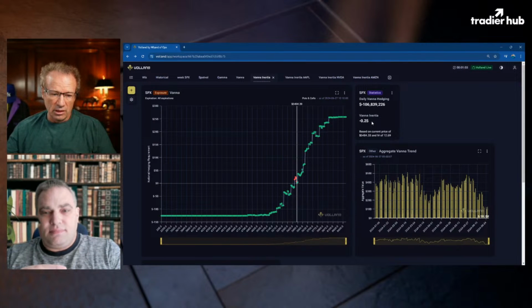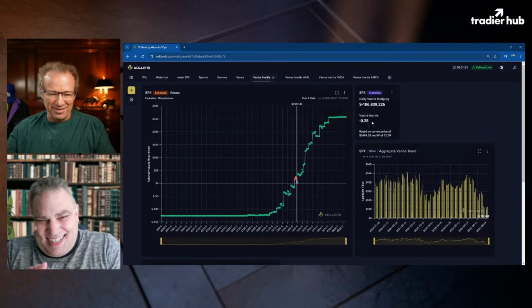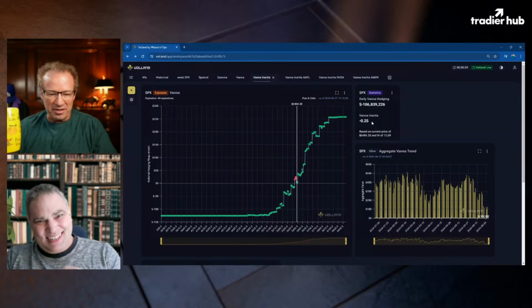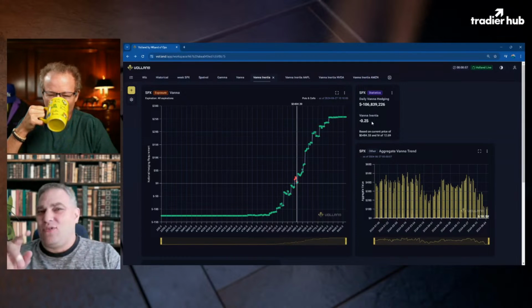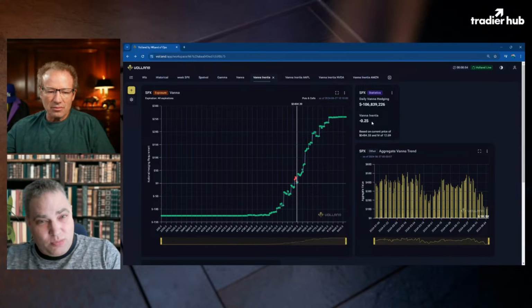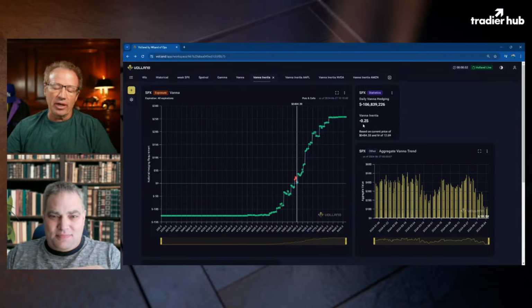Okay, so the bounds of Vanna Inertia go from -1 to 1. Well, that's helpful. You should have told me that from the beginning. -1 is super bearish. +1 is super bullish. Now we're getting somewhere.